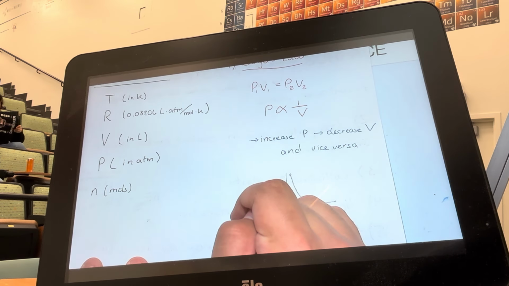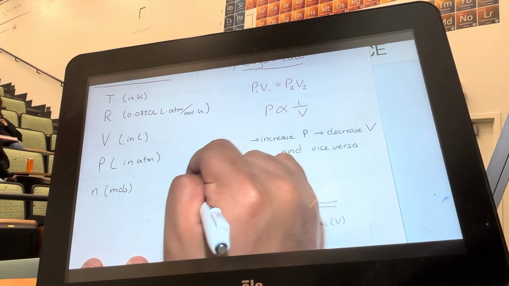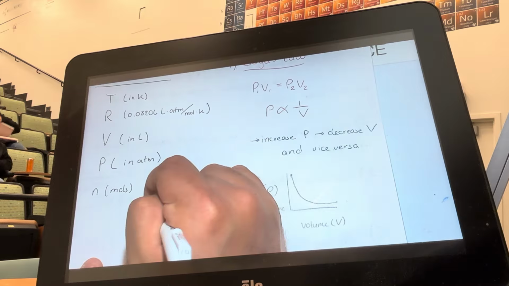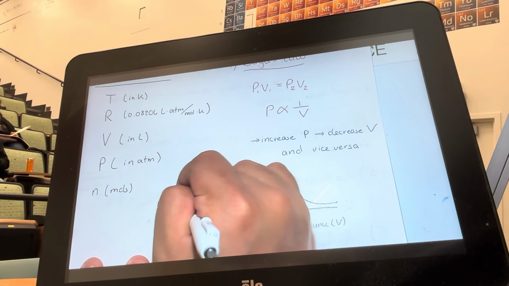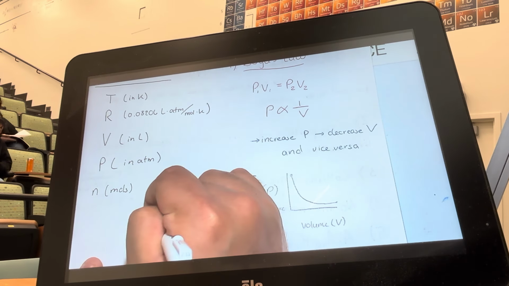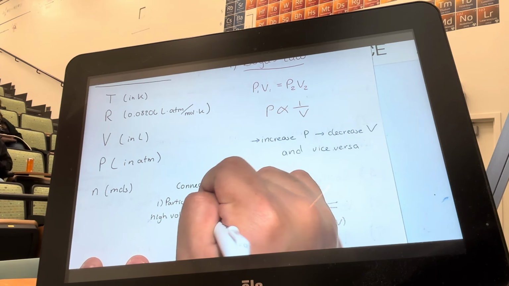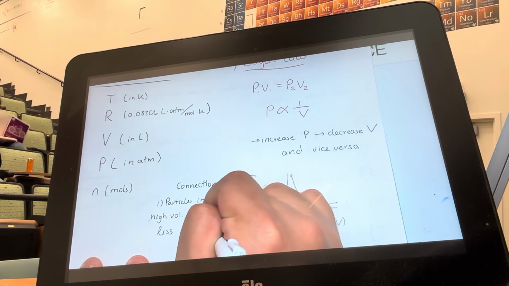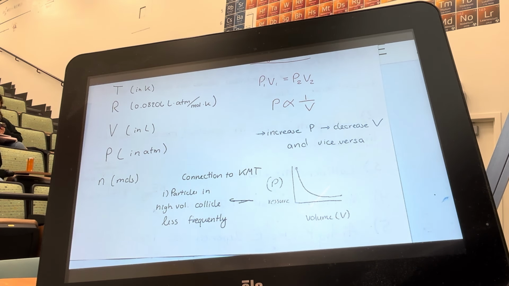And then I will write a really quick note. I'm going to call it connection to kinetic molecular theory. 1, particles in high volume collide less frequently. So that's Boyle's law. Any questions about that? No?